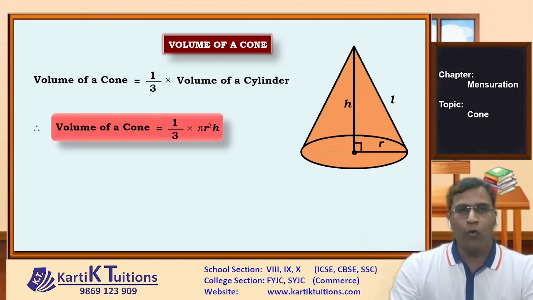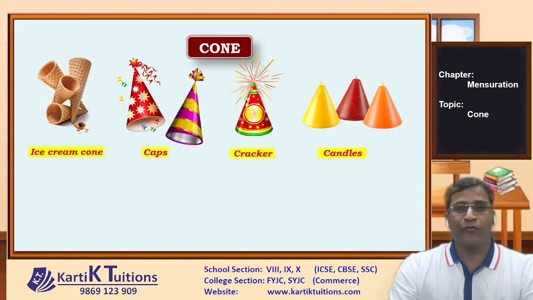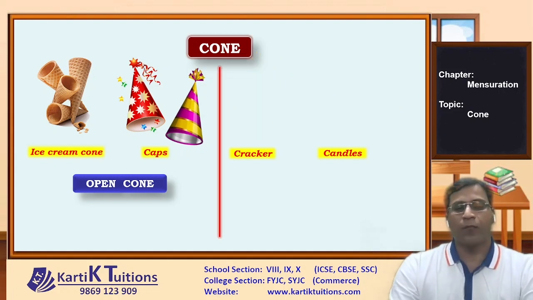Now let's have a look at a few examples to understand a simple concept related to cone. Now see, I have taken a few examples of cones. Have a look at them. Now try to find the difference. If you observe, ice cream cones and caps are examples of open cones, whereas crackers and candles are examples of closed cones. Sir, what difference does this make to us?